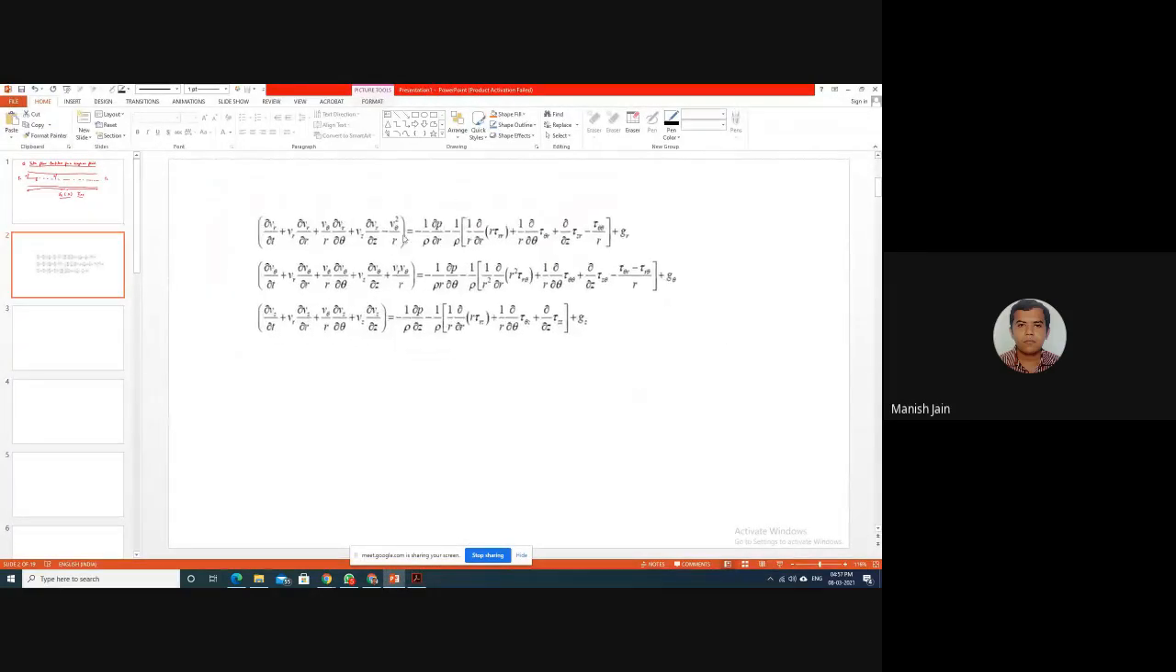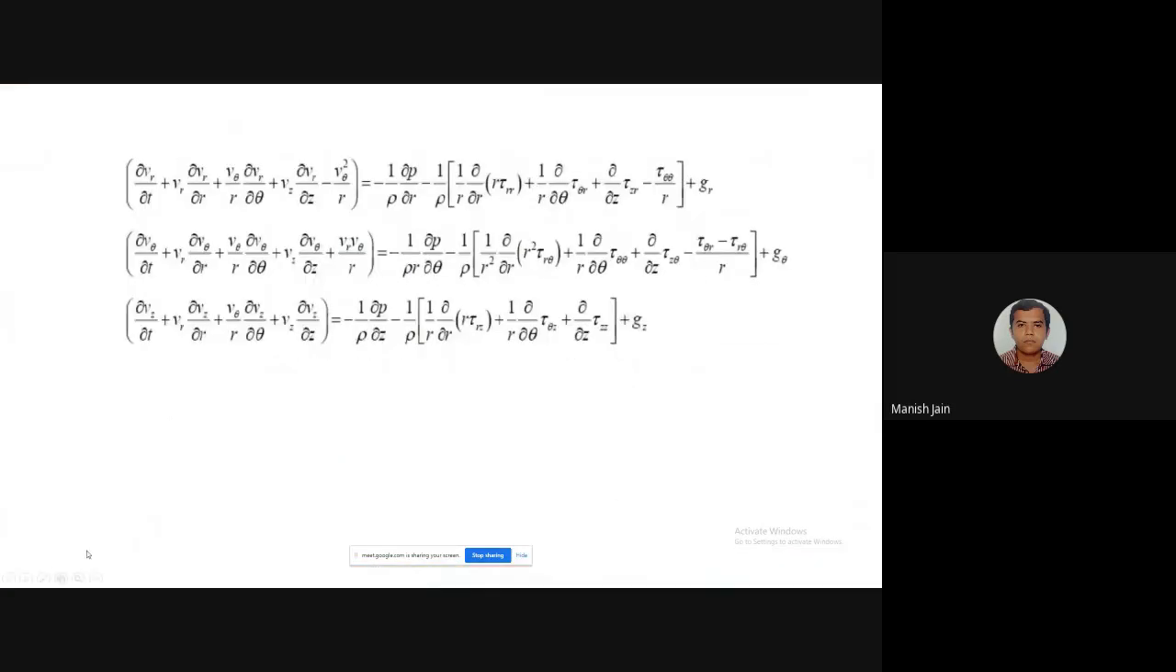Okay, so these are the equations of motion in the cylindrical coordinate system. These three are the equations of motion in the cylindrical coordinate system. You need not remember this, but you have to remember the original equation of motion in the vector and tensor form. You need not remember the detailed form because it is given to you, and it is very difficult to remember. It is not required to remember. Okay, equation of motion in the cylindrical system.